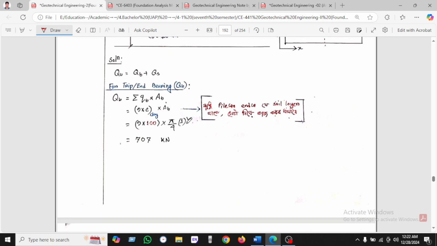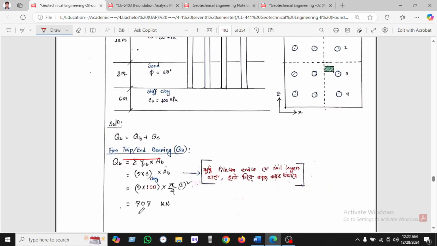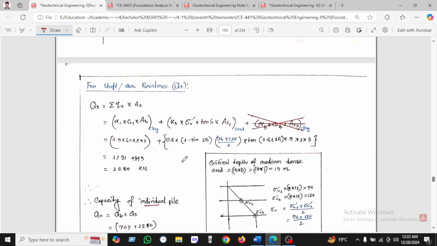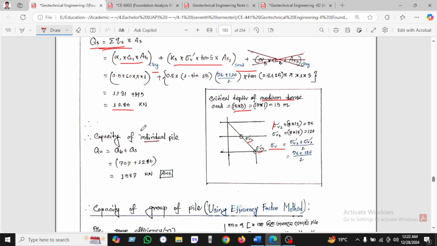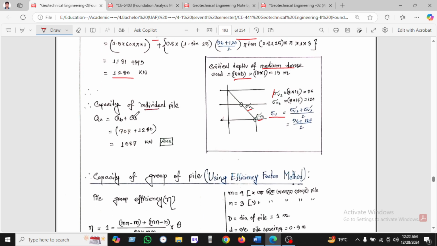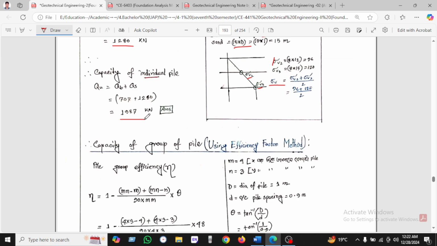We can see here the data, the bearing capacity 707. And now we'll calculate the critical depth, which is 15 times d, as the medium dense sand, and find d_b and d_3. So we'll use skin resistance alpha c_u for clay, and K sigma prime tan delta for sand, and using this we find 1280 kilonewton, and the capacity of the individual pile will be 1970.